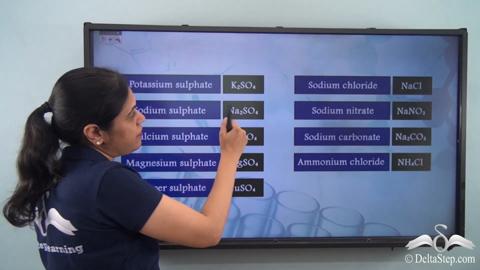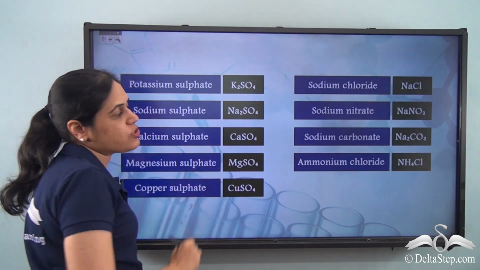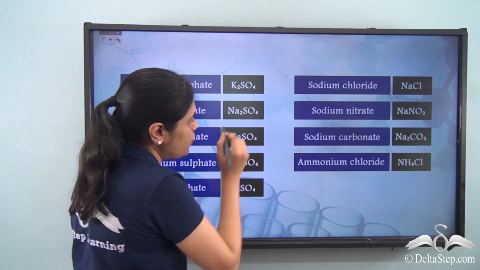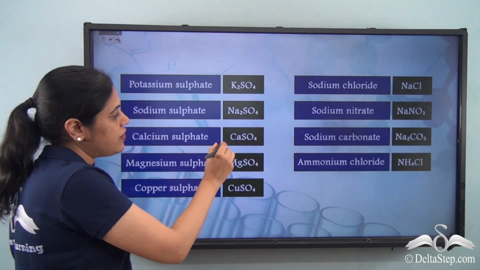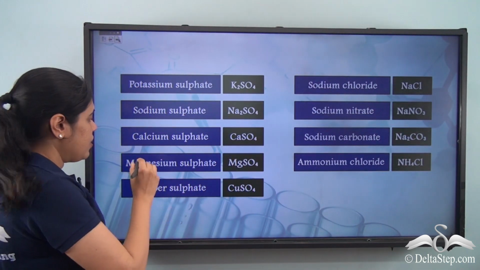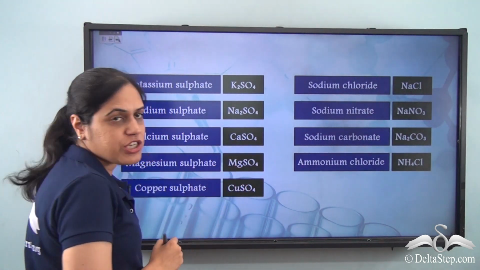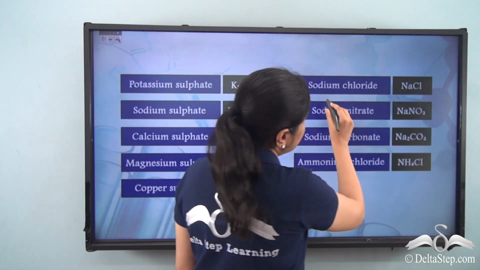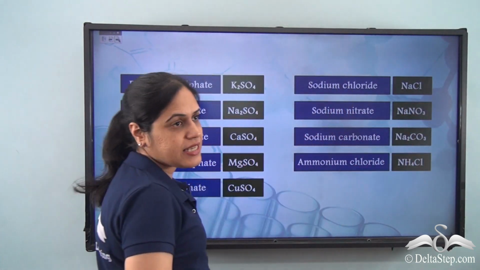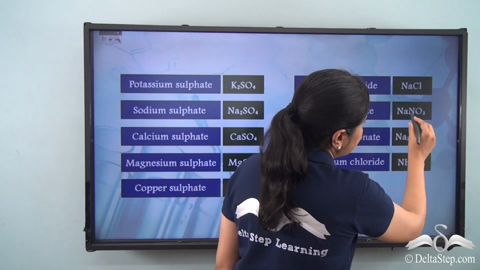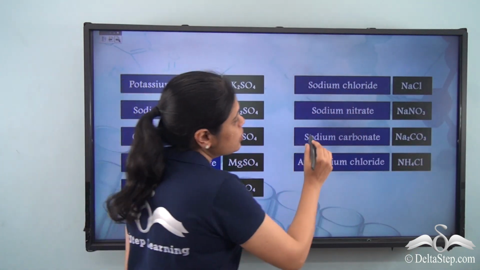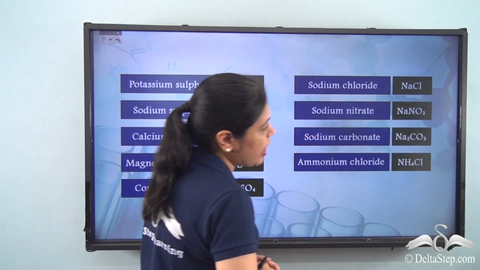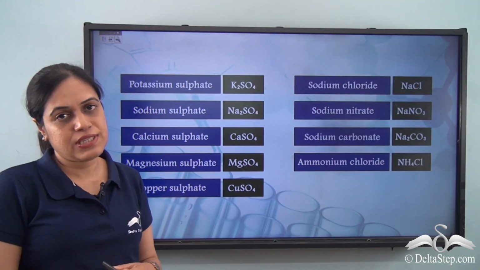So potassium sulfate has a formula of K2SO4. Sodium sulfate has a formula of Na2SO4. Calcium sulfate, CaSO4. Magnesium sulfate, MgSO4. Copper sulfate, CuSO4. Sodium chloride is NaCl. Sodium nitrate is NaNO3. Sodium carbonate is Na2CO3. And ammonium chloride is NH4Cl.